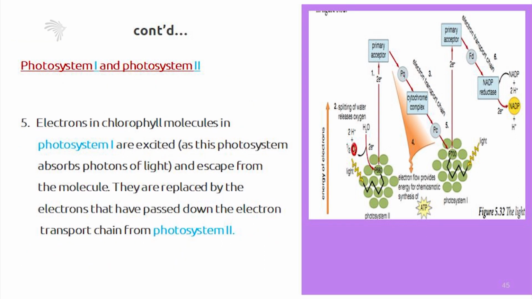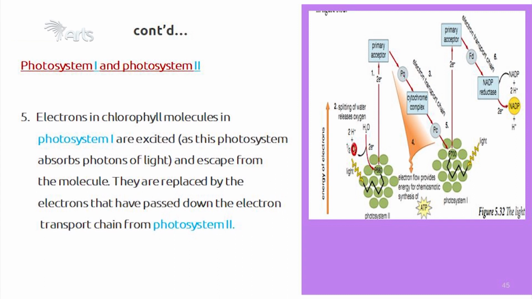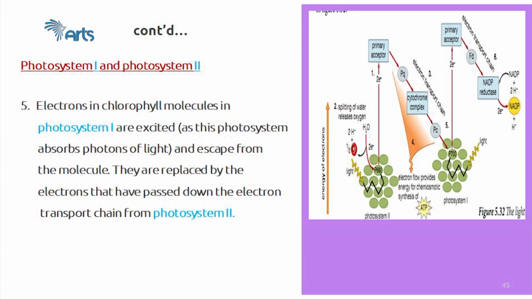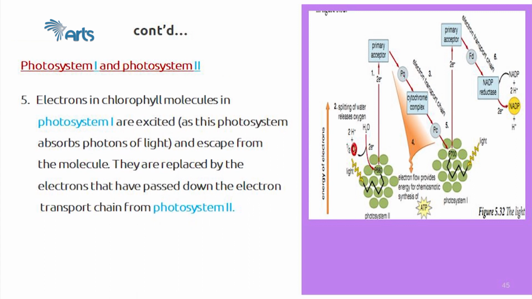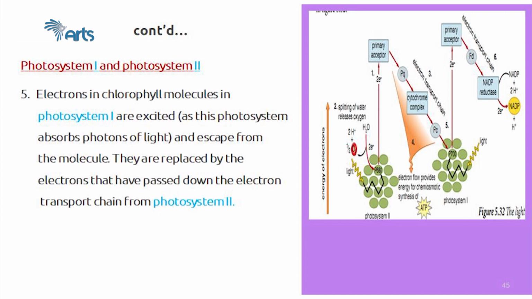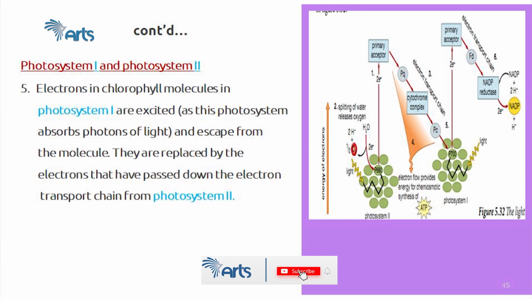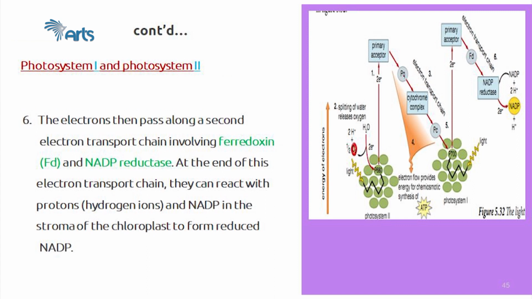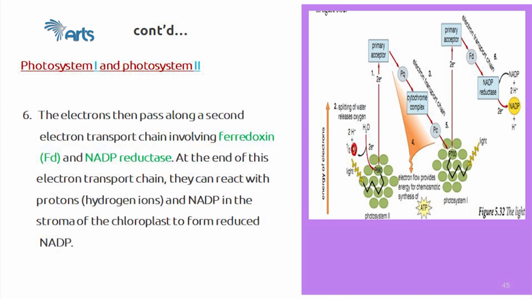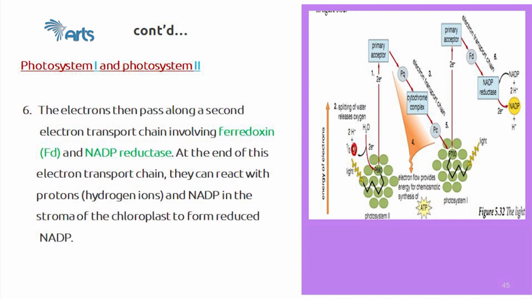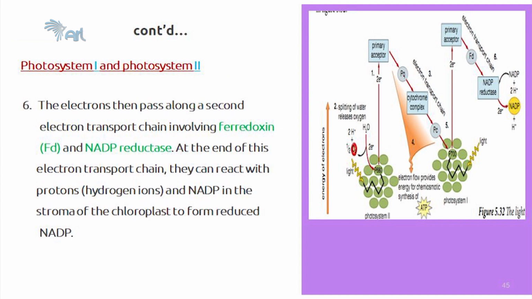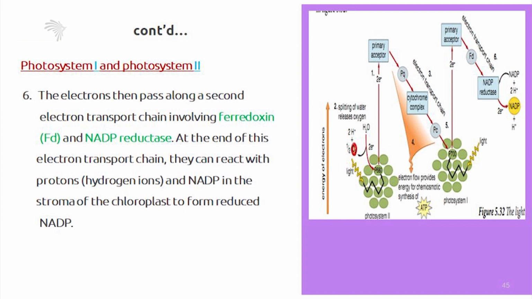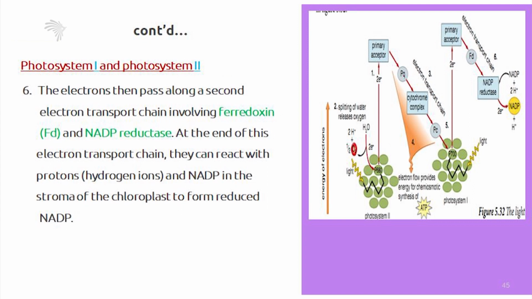Number five, process going on still in photosystem 1 and photosystem 2. Electrons in chlorophyll molecule in photosystem 1 are excited as this photosystem absorbs photons of light and escape from the molecule. They are replaced by the electrons that have been passed down the electron transport chain from photosystem 2. Then number six, process going on in photosystem 1 and 2. The electrons then pass along a second electron transport chain involving ferredoxin, for short FD, and NADP reductase. At the end of this electron transport chain, they can react with protons or hydrogen ions and NADP in the stroma of the chloroplast to form reduced NADP.